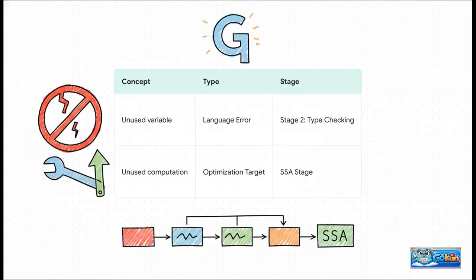Now, it's really important to get this distinction right. An unused variable is totally different from an unused computation. You've all seen this, right? You declare a variable, you don't use it, and Go just yells at you. Your code won't even compile. That's a language error. But an unused computation, well, that's different. That's perfectly valid code where you calculate a value, but that result never actually gets used to produce the final output. For the compiler, that's not an error. That is a golden opportunity for optimization.